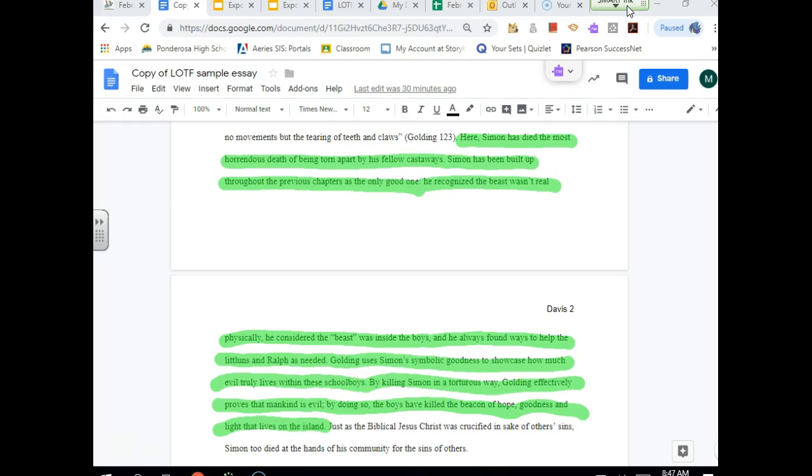So do you understand how I've had to explain how my quote proves my thesis? I can't just give a quote and leave it. I have to explain why this is an example of evil symbolism and why that symbolism proves his theory on mankind. Grant, where is my concluding sentence?